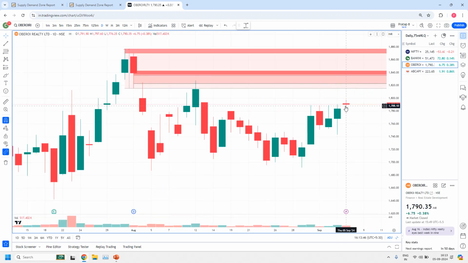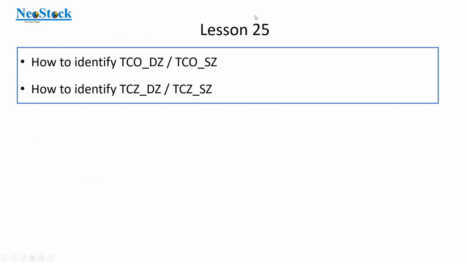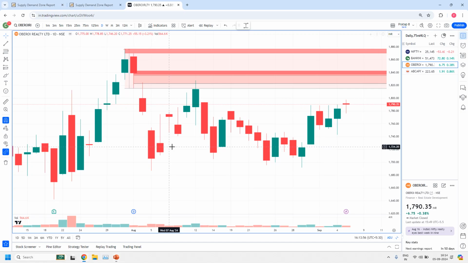So today, I am just skipping how to fine tune these zones because our focus should be on lesson 25, how to identify TCO and TCZ zones. So for that, what I am going to do, as I told you in the beginning of the session, I will make use of daily income trade reports generated by the NeoStock software yesterday at the end of the market hours. So we generated the report.